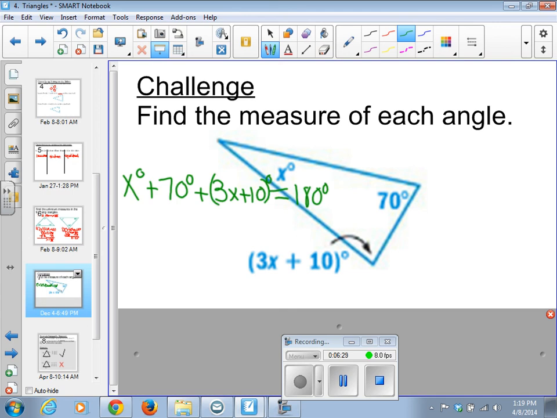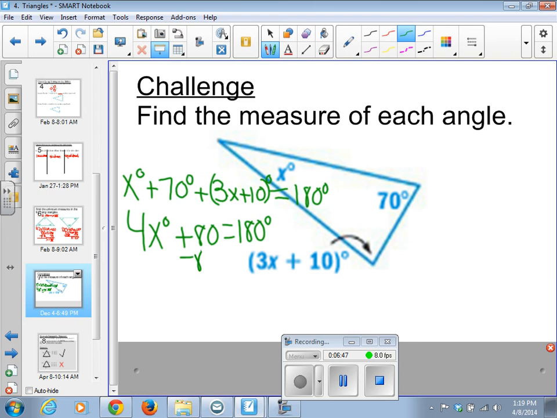So now all we're going to do is combine like terms on the left side. I see an x. I see a 3x. Put it together for 4x. I see a 70 and a 10. Add them up to get 80. Now it's a two-step equation.